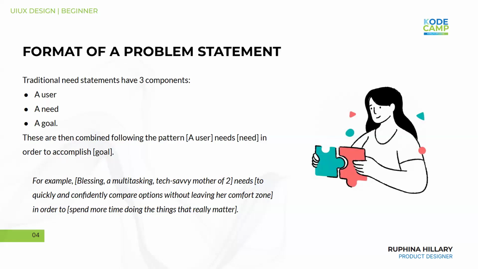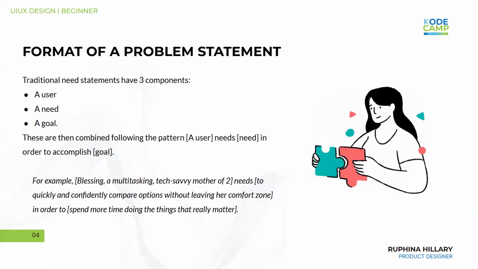For example, Blessing, a multitasking tech-savvy model of two. This user here is gotten from a persona template. The persona has been created. What's the user's name? Blessing. Now this problem statement is more detailed. We call it a secondary problem statement, because the user here is not the general target audience, but a persona representing a particular subset of your users.